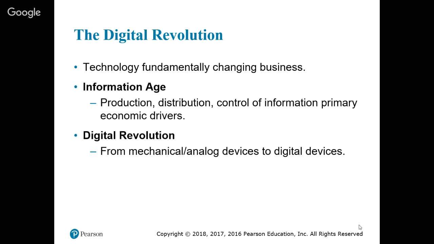technology that helps actually facilitate working from another environment, there's kind of like a domino effect to that, all right? So if you talk about the information age, you're talking about production, distribution, control of information. Those are the primary economic drivers. So production, distribution, control of information, right? Those three drivers are primary economic drivers related to the information age.